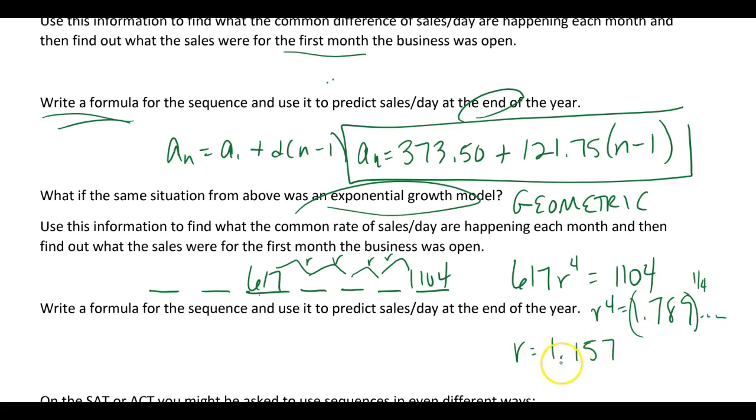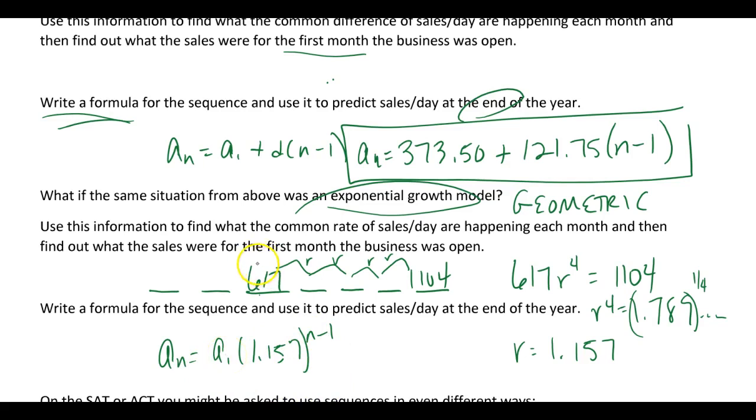So if this is my rate, I'm going to go ahead and start to plug into my formula. Now A1 times R to the n, oops, I left off my 7. All right, to the n minus 1 power. Now, I don't have my A1, so how do I get it?